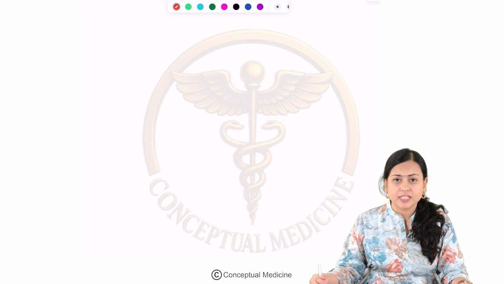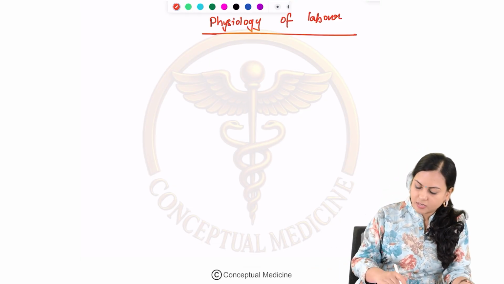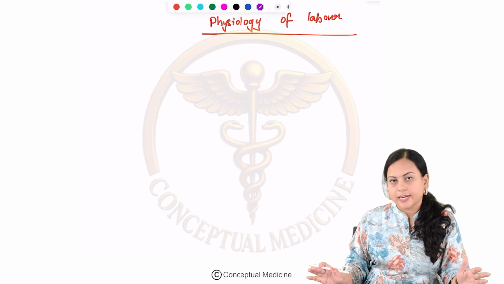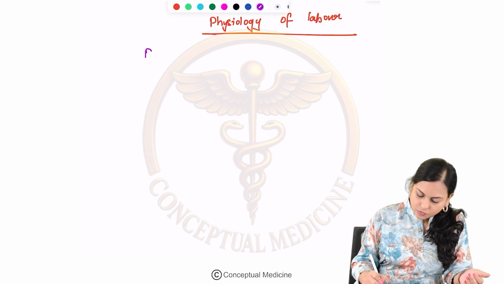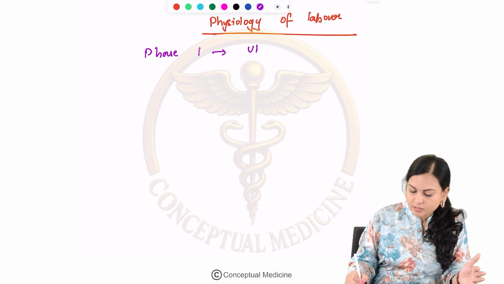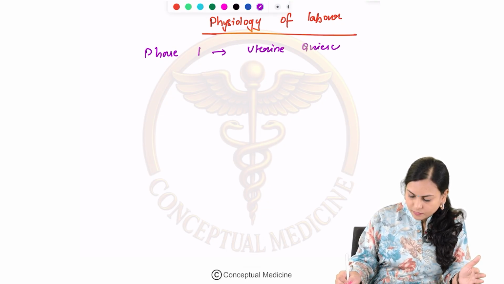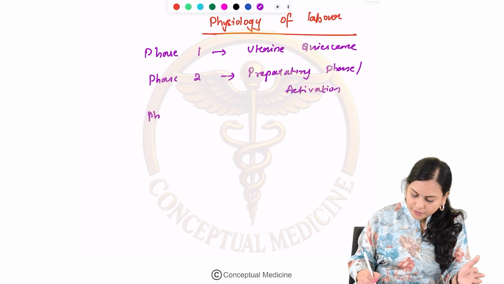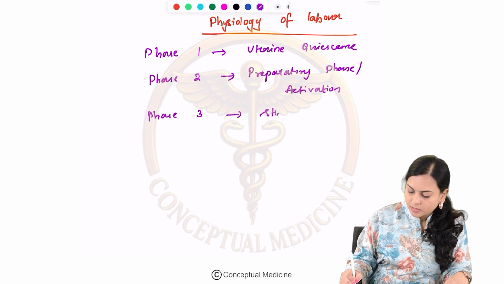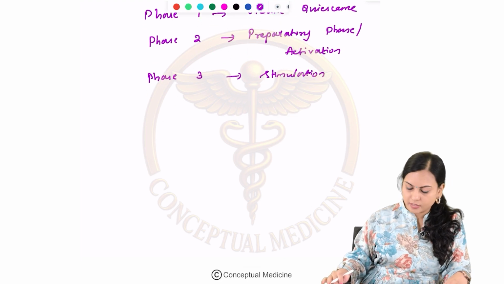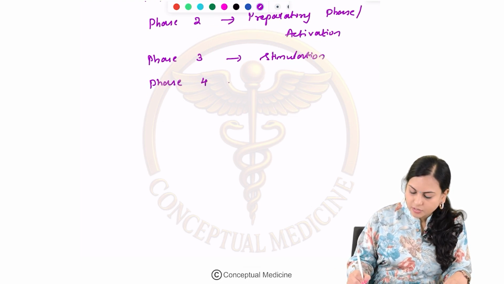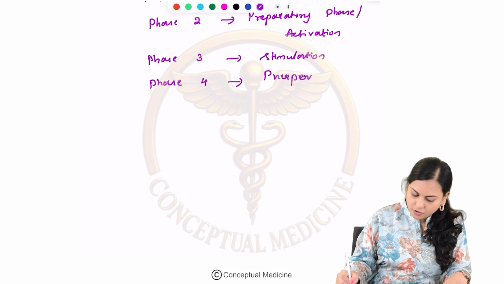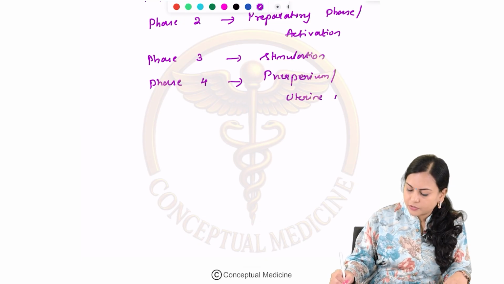In this video, we are going to discuss the physiology of labor. Basically, physiology of labor can be learnt in 4 phases. Phase 1 is uterine quiescence. Phase 2 is the preparatory phase for labor, or the activation of labor. Phase 3 is where the stimulation for labor begins, and phase 4 is known as puerperium or uterine involution.